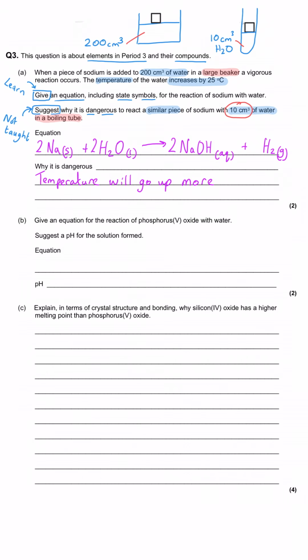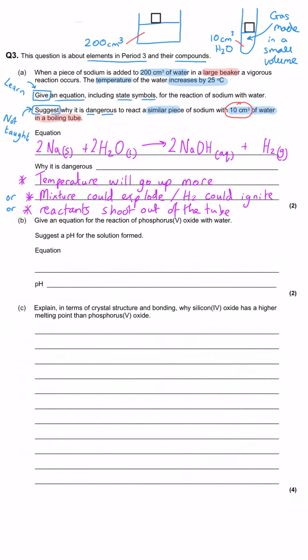All we really need to say is that the temperature will go up more, or really, in practice, the reactants are going to shoot out of that tube, because that water is all going to boil, and quickly. I imagine that mixture would actually explode and the glass would shatter, and possibly even the hydrogen could ignite, because hydrogen is very flammable. And if we're producing enough energy to raise the temperature of this water by 250 °C, that hydrogen is probably going to set on fire. So definitely dangerous.